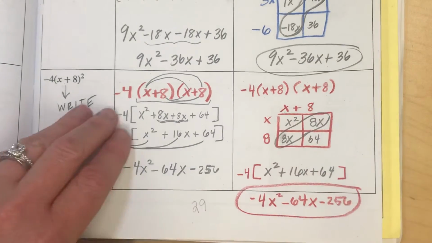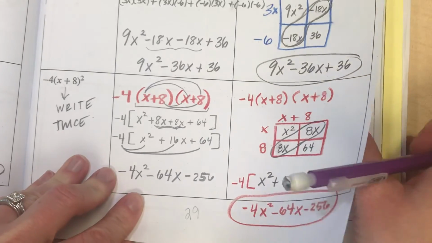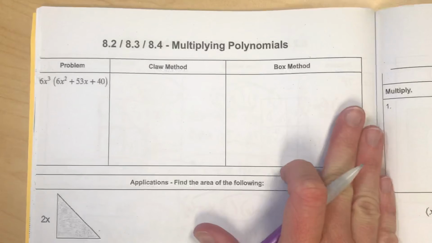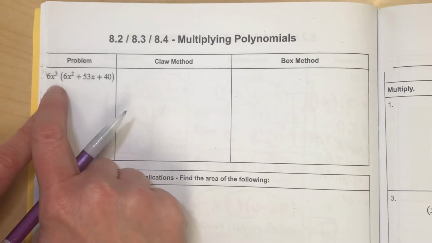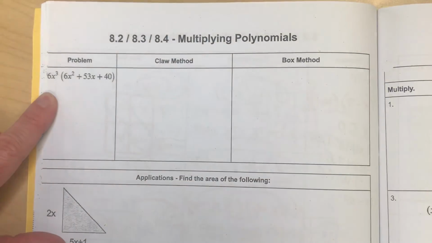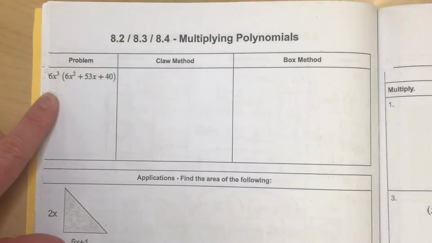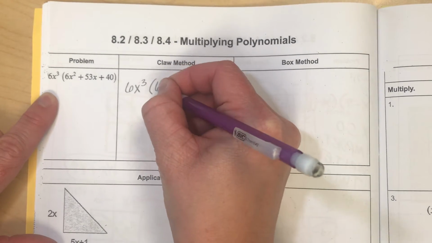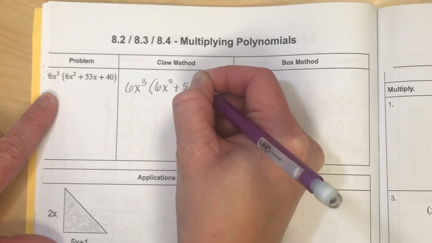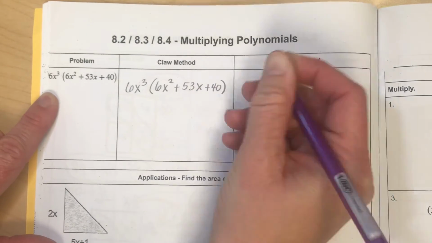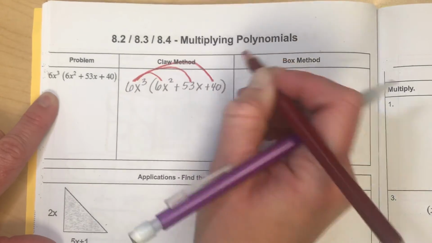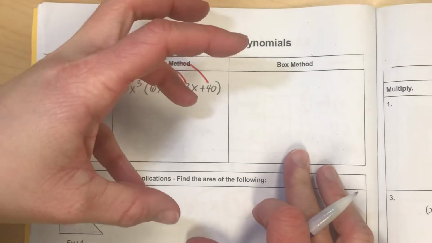So same answer. I know this video is getting long, but we have one more of these on the next page. So I want to show you our last one. And it is a monomial, one term, times a trinomial. And so what we're going to do is multiply our 6x cubed times everything in that set of parentheses. So the claw is only one layer instead of two. So that's why it kind of looks like a claw, like rah, you know.